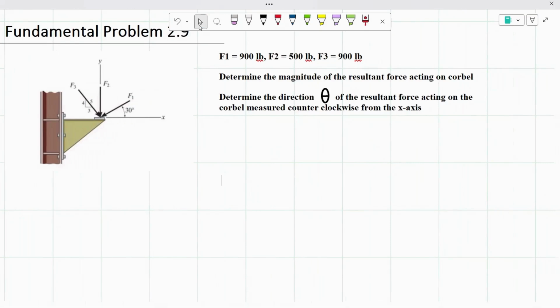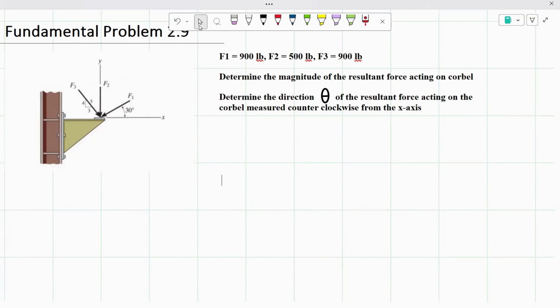Hello everyone, today we're going to be working on fundamental problem 2.9, and this problem is asking us to determine the magnitude of the resultant force acting on a corbel and to determine the direction of the resulting force acting on the corbel measured counterclockwise from the x-axis.